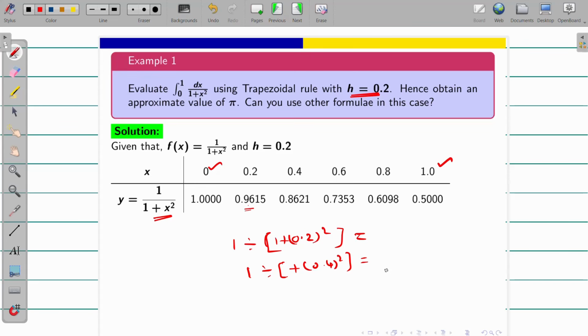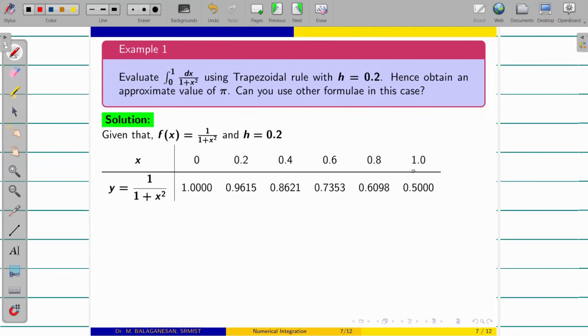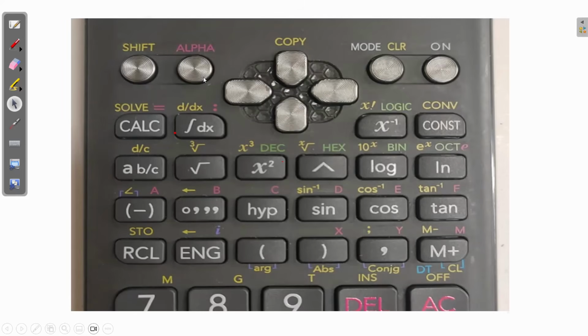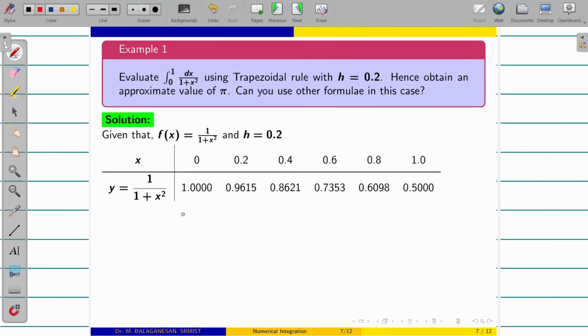Yeah, I will tell you now. Just listen. To insert the formula, you have to use the pink color letters. If you want to use the pink color letters, you have to press alpha. So I will insert the formula like this in our calculator: 1 divided by 1 plus alpha x square. Insert this formula and press the calculate button. If you have a calculator, please take it while you are watching this video.